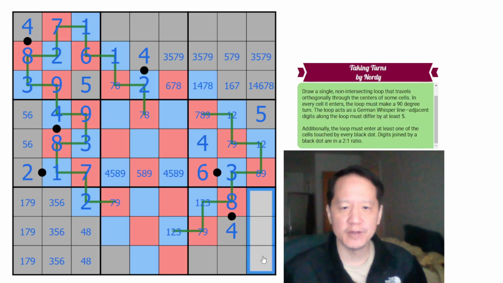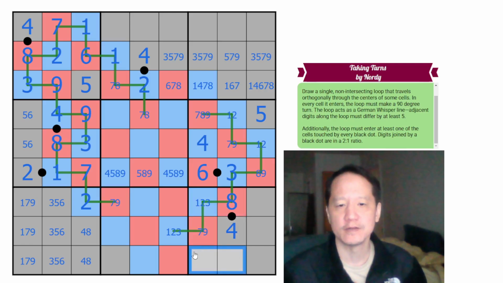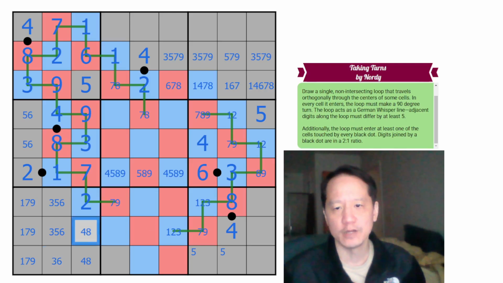5 cannot be any of these cells. It can't be any of these cells because they're on the German whisper line or next to a black Kropke dot. Therefore, the 5 in box 9 has to be one of those two cells, which means this can't be 5. This can't be 4 anymore, so this must be an 8, which makes this a 4.